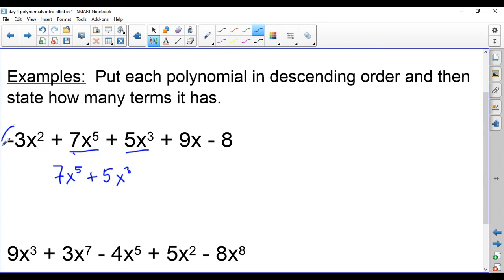Important point here. When you look at each term, the sign that is right before it goes with it. So up here, because it was first, this was written as negative 3x squared. When I change the order, I have to write minus 3x squared. That's my x squared. Now I go looking for x to the first, which is just the x term, plus 9x. And then the term with no x's, minus 8. 5, 3, 2, 1, none. I'm in descending order. I also want to state how many terms there are. 1, 2, 3, 4, 5 terms.